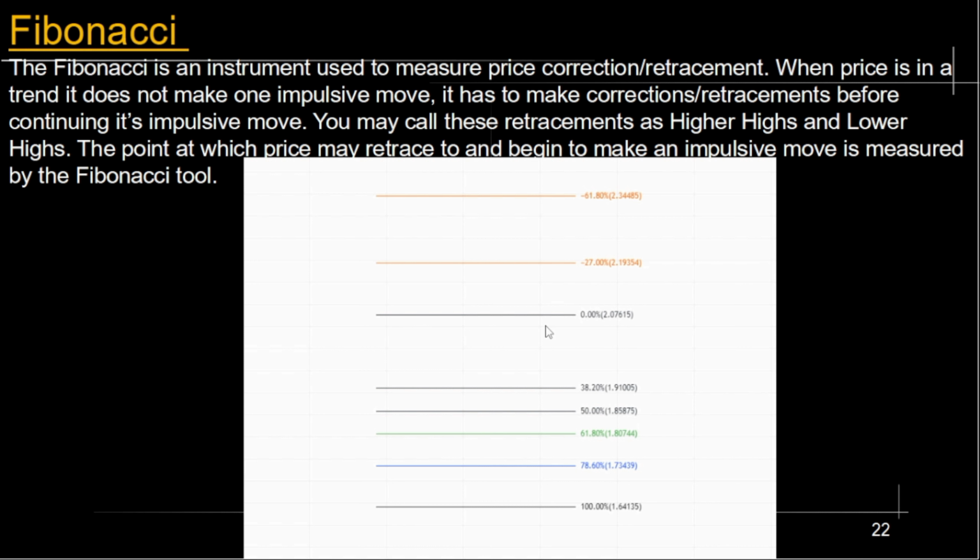These levels here, the negative 27 and the negative 61.8, these are target levels. These are the levels that you can use to place your take profit.